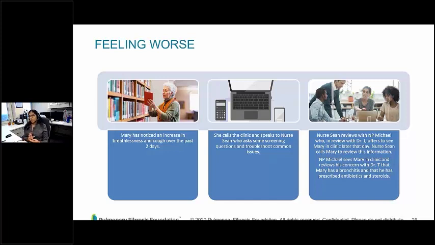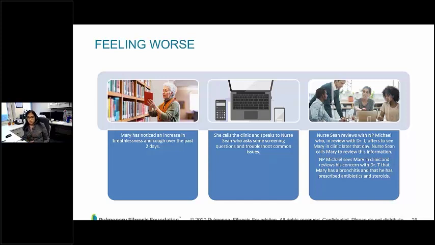And so that's where a lot of that conversation with the nurses and sometimes the advanced practice providers comes from. Sometimes we can troubleshoot things without having to bring people into the clinic, or of course we want to avoid bringing people into the hospital if we can. So Nurse Sean reviews with NP Michael, who in review with the physician offers to see Mary in clinic that day. So Nurse Sean calls Mary to review this information.